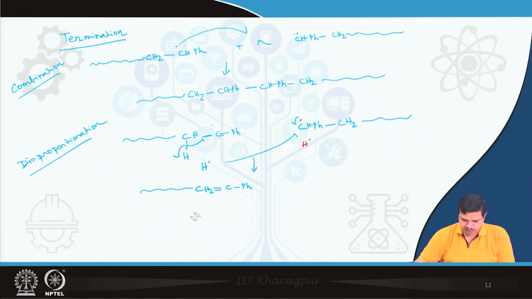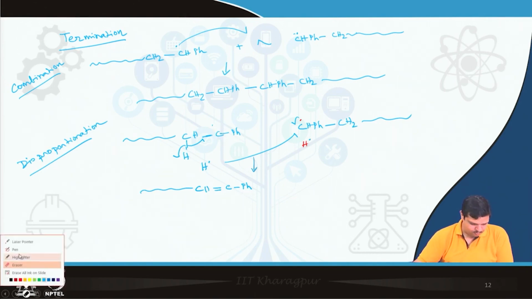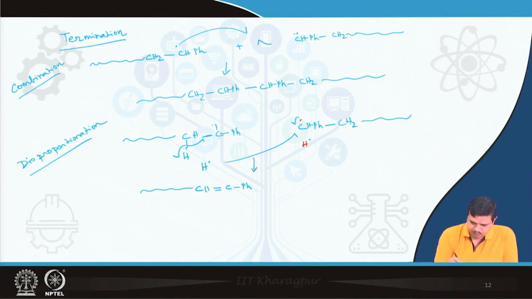So, here you are getting the double bond here, and here the H is there. And in this case you are ended with both dead polymers. So, this is also a dead polymer, this is also a dead polymer.